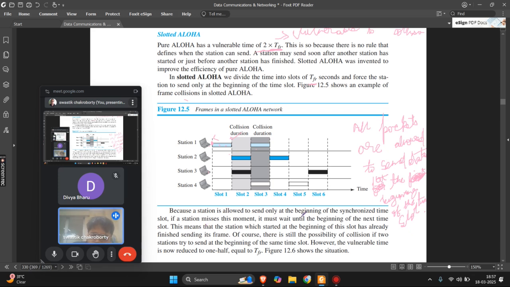Because a station is allowed to send only at the beginning of the synchronized time slot, if a station misses that moment, it must wait until the beginning of the next time slot.